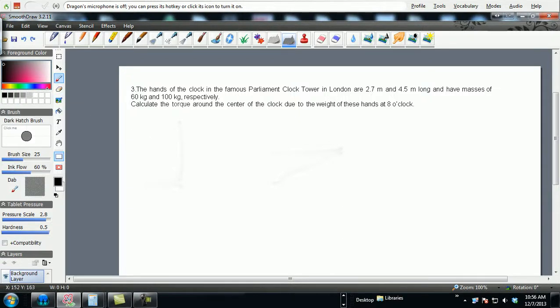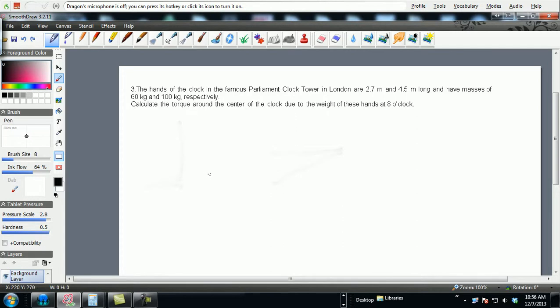Okay guys, this is example 3, torque. We're dealing with a clock. Remember, let's change the pens. Let's go black. Hit Control Z to back up and erase the last couple of steps.